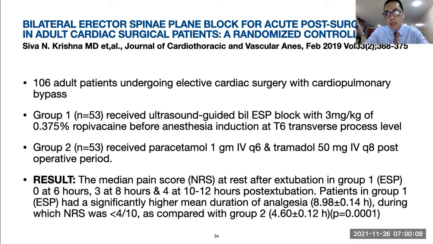Result: the median pain score at rest after extubation in the ESP group was 0 at 6 hours, 3 at 8 hours, and 4 after 10 to 12 hours post-extubation. They also had a significantly higher mean duration of analgesia as compared to group 2.